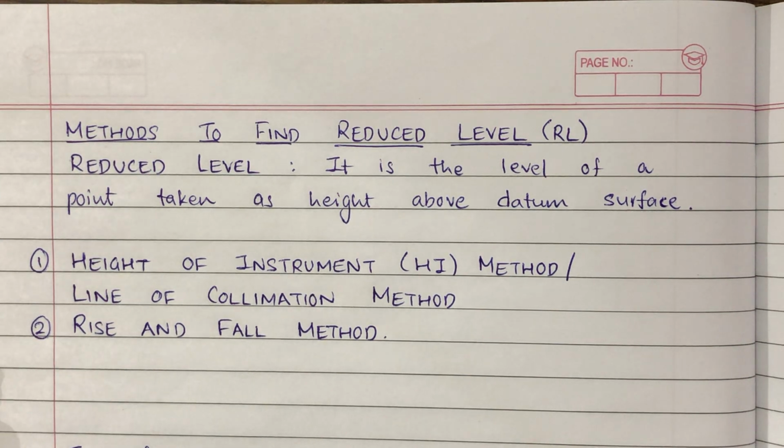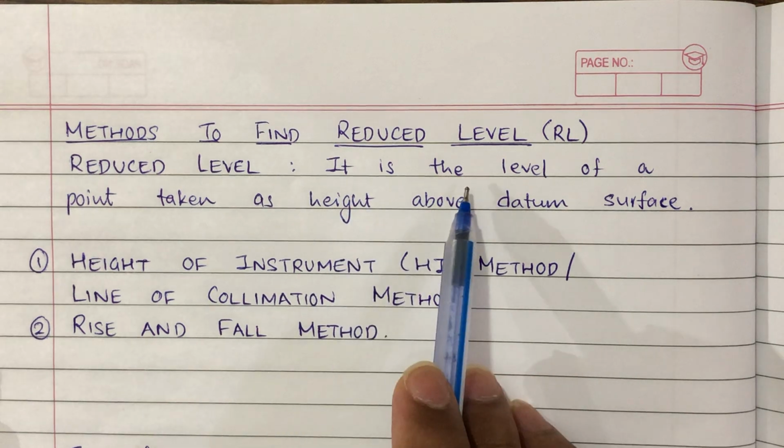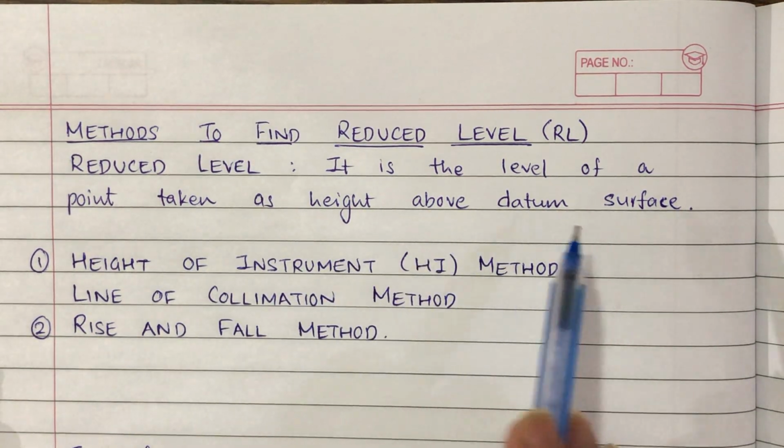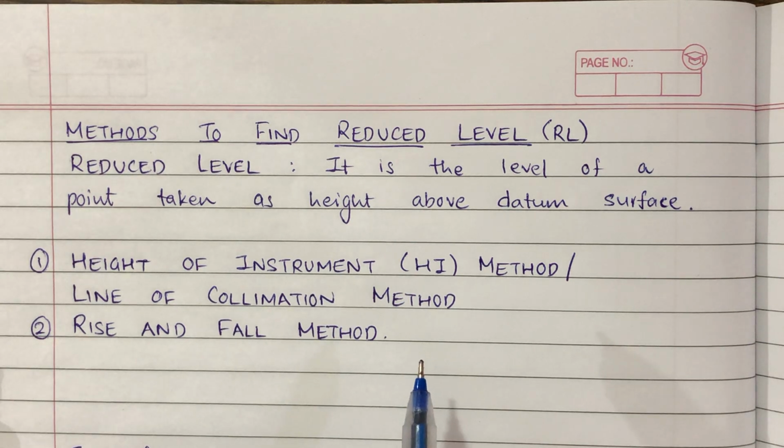Today we will be discussing methods to find reduced level, that is RL. Now before discussing the methods, we should know what a reduced level is. A reduced level is the level of a point taken as height above datum surface. Suppose there is a point on the ground surface. So it is the level of that point which is taken above datum surface.